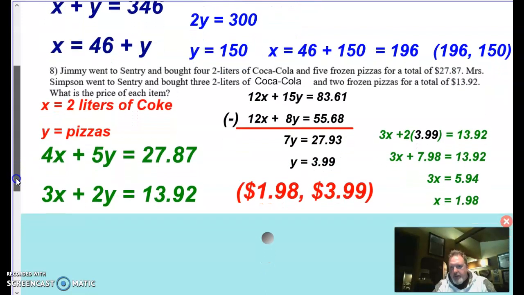And then we plug that back in. I just plugged it back into this original equation. You could have used this one if you want, or either one of these two here. So I plugged 3.99 back in for Y, and X was $1.98.